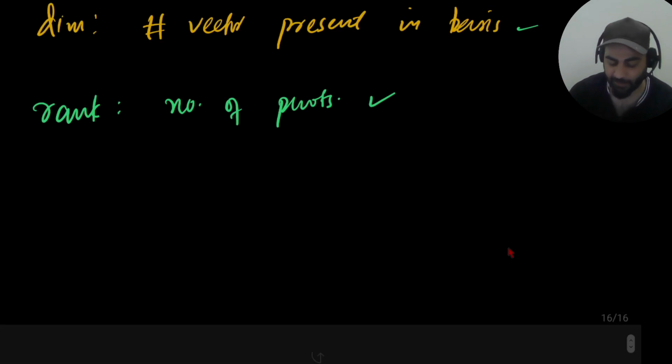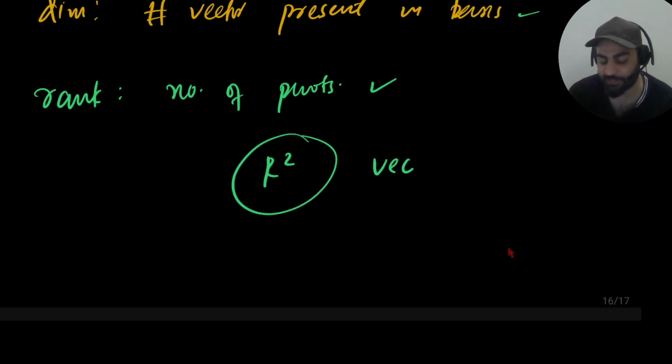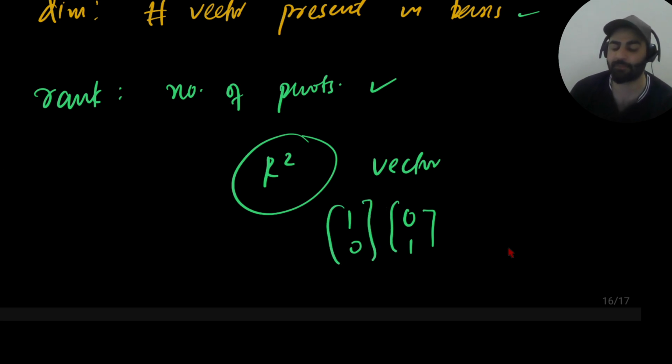So if I say R2, let's call this a vector space. I'm saying that (1, 0) and (0, 1) are able to span this space. What is the meaning of that? That means we can reach any vector in R2 by using these two vectors. So this is the concept of spanning.